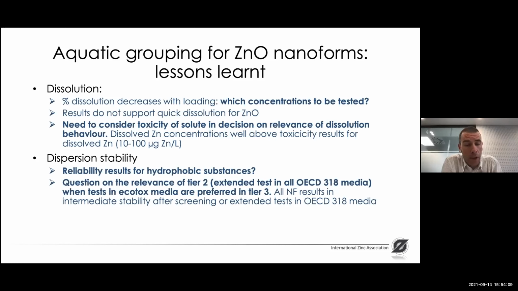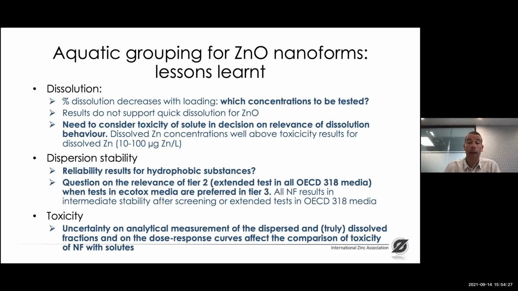So the additional effort for this tier 2 is not really clear, and we would prefer, if we do the full extended test, to really go into standard ecotox media, so tier 3 directly.